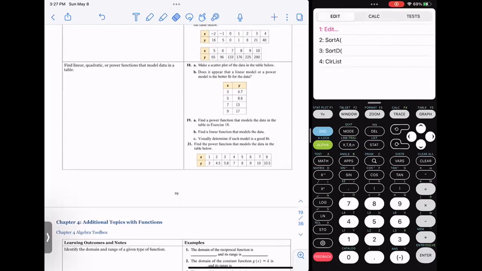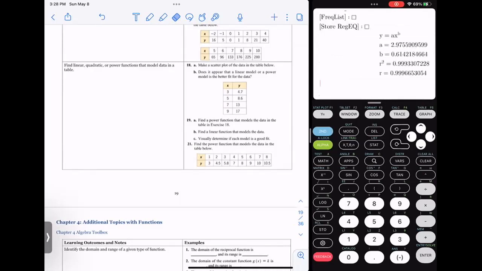I'll scroll down. Power reg. All right. Now we're going to click on that, select it, calculator. X is my L1, Y is my L2. I just press enter. And it's over.